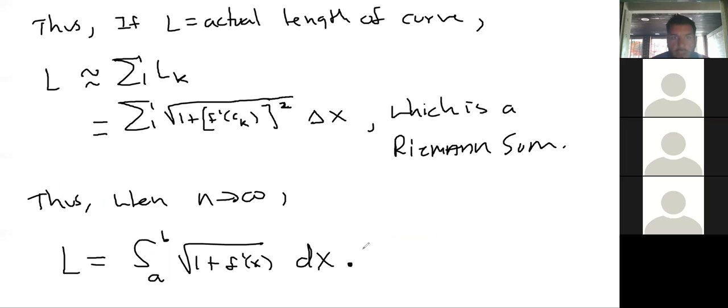Does anybody have a question about this? So you now have a very nice formula for how to compute the length of a curve. Now the formula is nice. That doesn't mean it's easy to use.